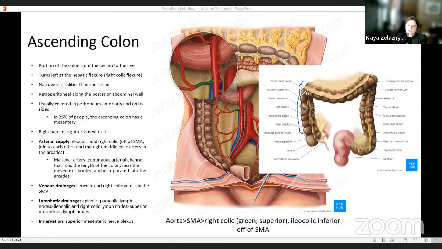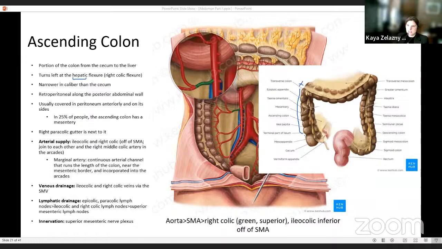So you will also see right colic flexure in your book, but hepatic is more common, partially because then people don't have to think about right and left. You can just think, oh, it's next to the liver, it's the hepatic flexure. Okay. So the ascending colon is going to be a bit narrower than the cecum. So you'll notice the cecum will be more bulging. Then we'll see it narrow a little bit as we flow into the ascending colon.